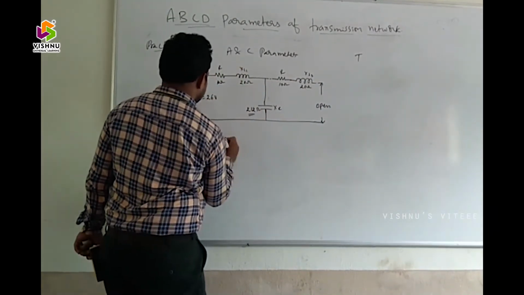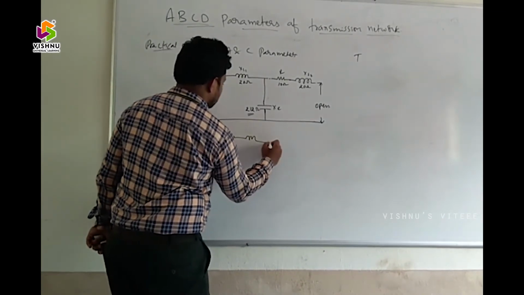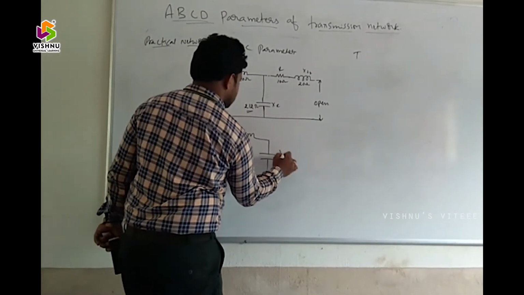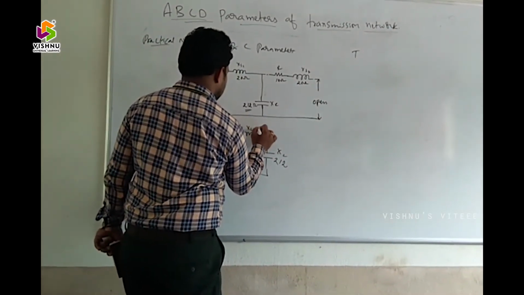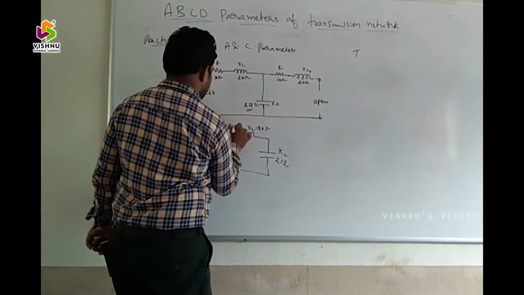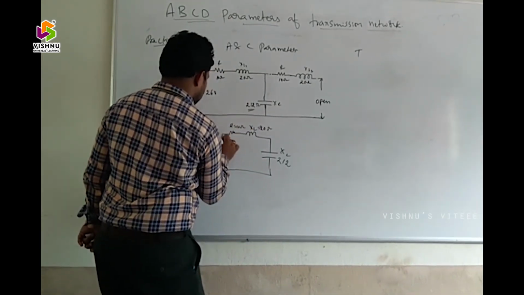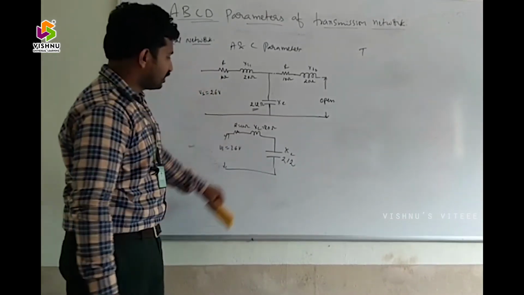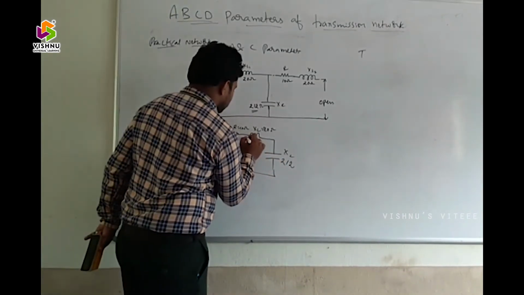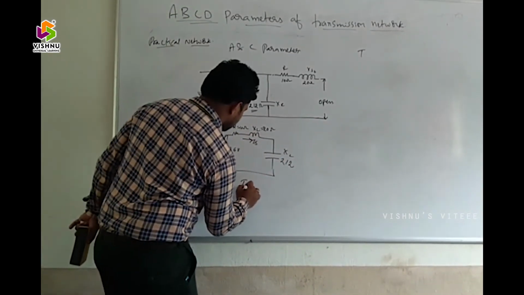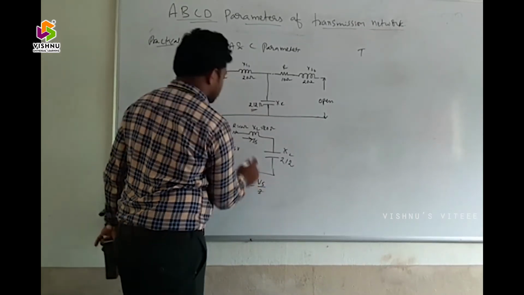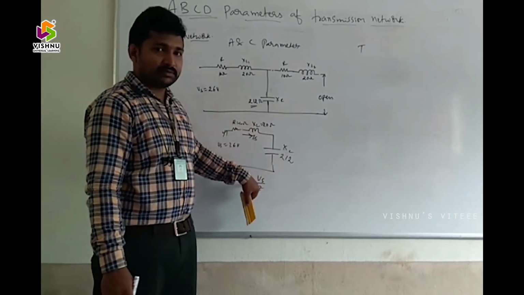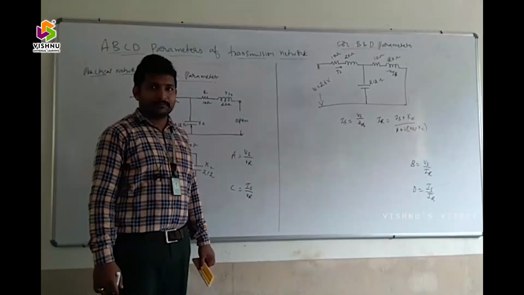So the network becomes: this is XC, this is XL, that is 20 ohm, this is R 10. VS is equal to 26 volts. When we calculate the IS current, IS is equal to VS by Z, that is nothing but the combination of these three. When we do the mathematical calculation, we will get the values.